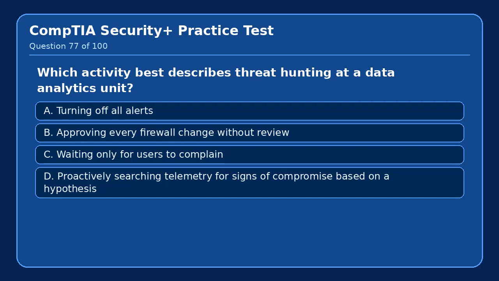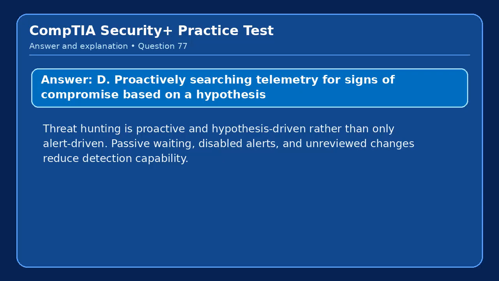Question 80. Which recovery site should a distribution warehouse choose when it needs near immediate failover with running infrastructure? A. Empty office suite. B. Hot site. C. Cold site. D. Unpowered storage closet. Take a moment to choose your answer.